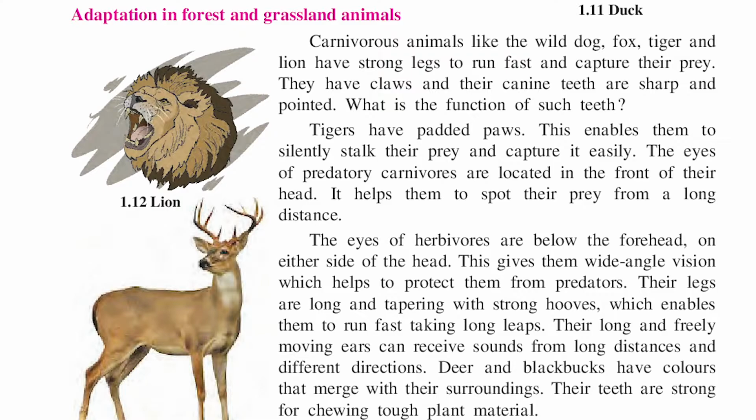Their legs are long and tapering with strong hooves, which enables them to run fast, taking long leaps. Their long and freely moving ears can receive sounds from long distances and different directions. Deer and black bucks have colors that merge with their surroundings. Their teeth are strong for chewing tough plant material.